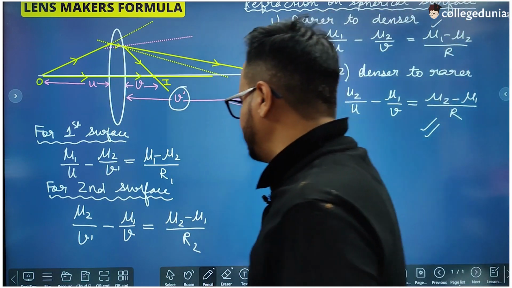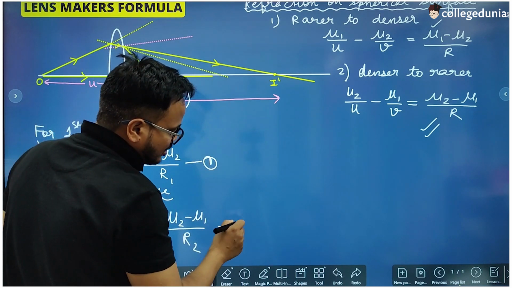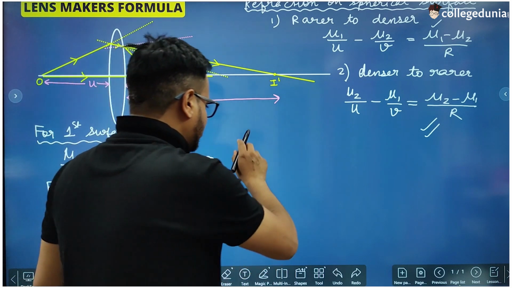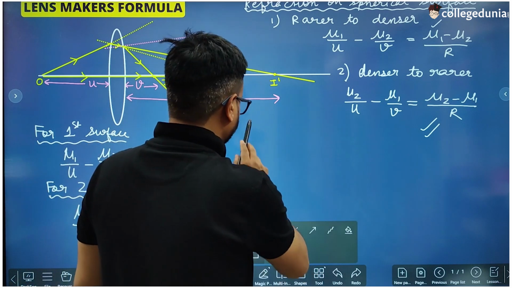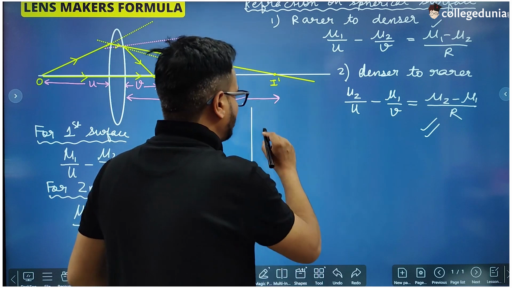So how are we going to do this? We have two equations. Let us say this is our equation 1 and this is our equation 2. How can we use these equations to eliminate v dash? We can simply add 1 and 2, and mu2 by v dash and mu2 by v dash will get cancelled out, because they both have opposite signs in these two equations. So, adding 1 and 2.